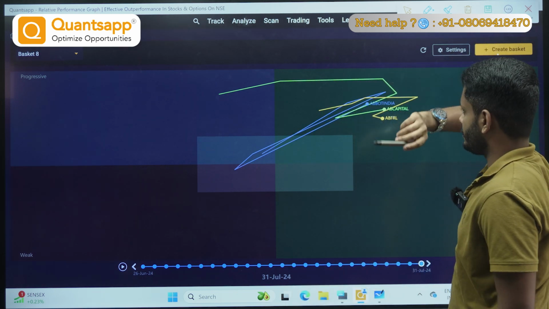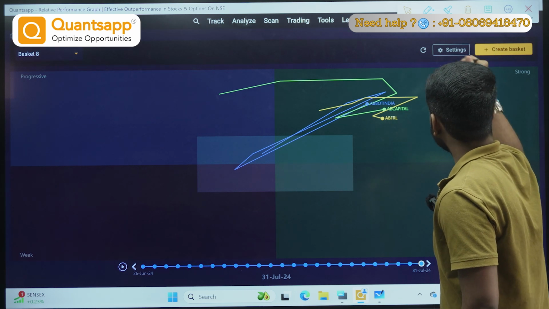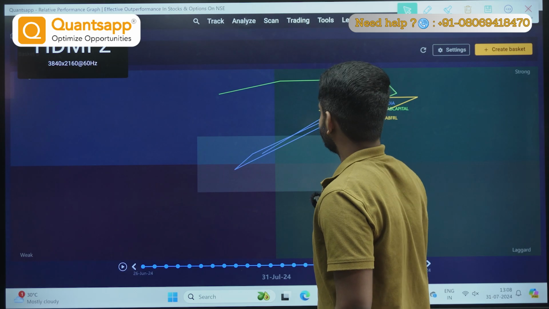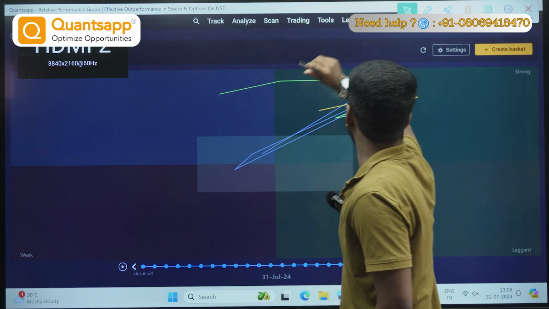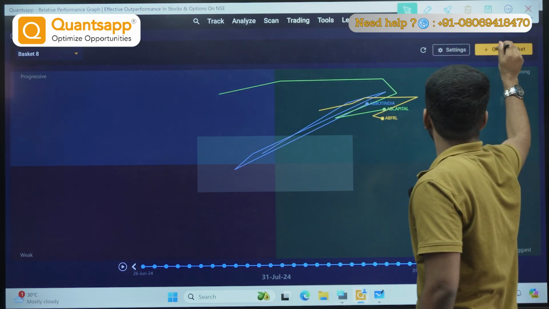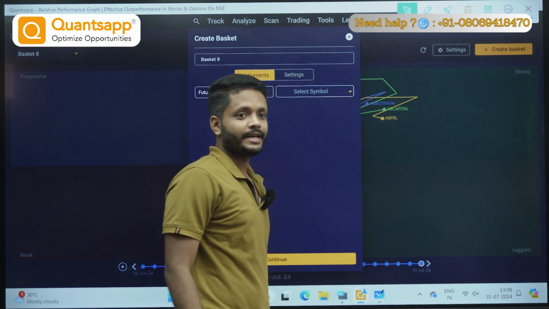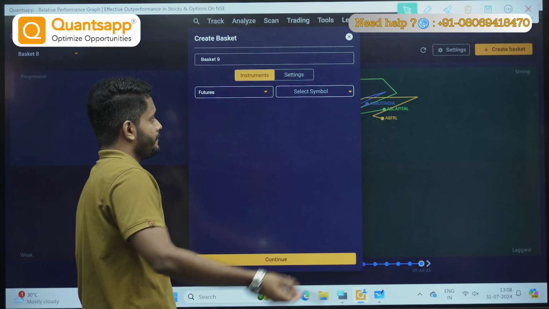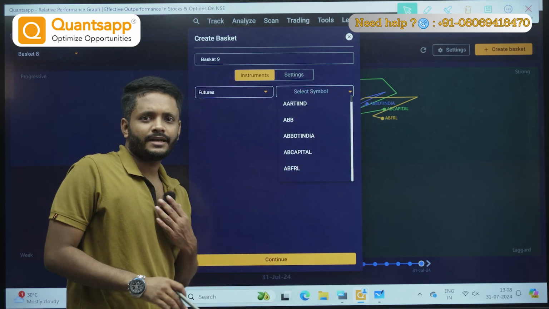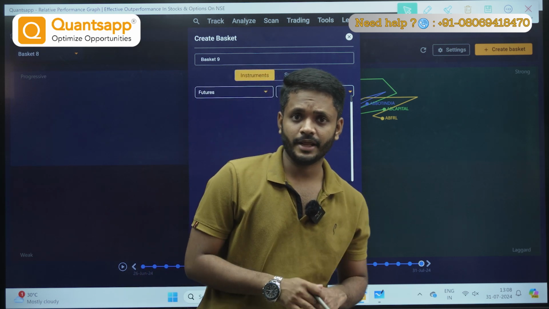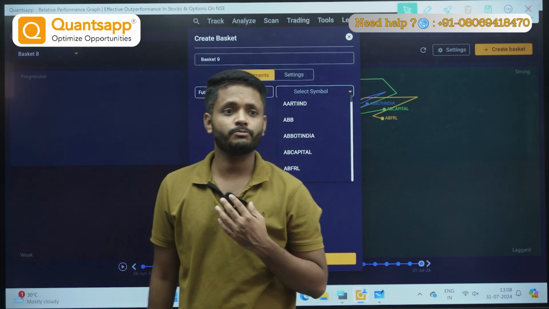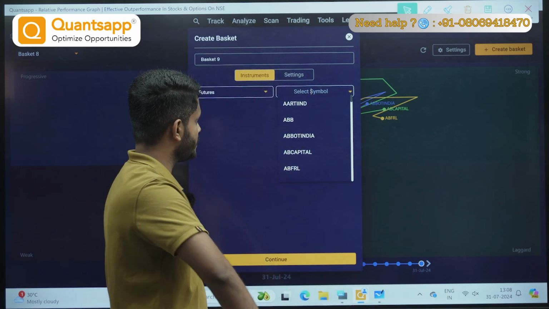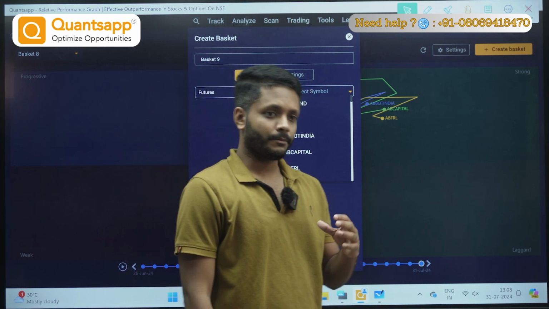So before getting into the example, let me explain one more thing. Can you see an option of create basket over here? So just click on that create basket, and let's say there are approximately 187 FNO scripts, correct? So manually it is not possible for me to check each and every script each and every day, correct? So what you can do is, for example, create a basket of stocks.